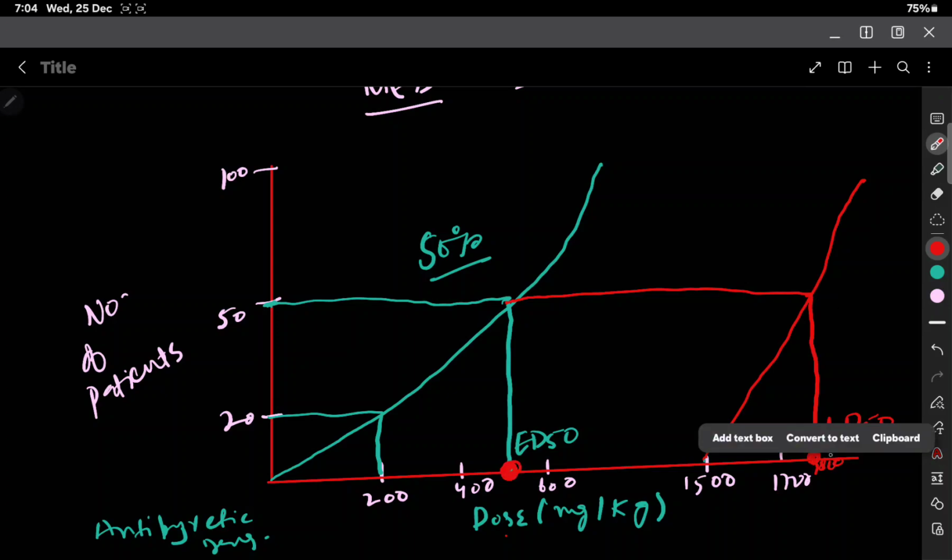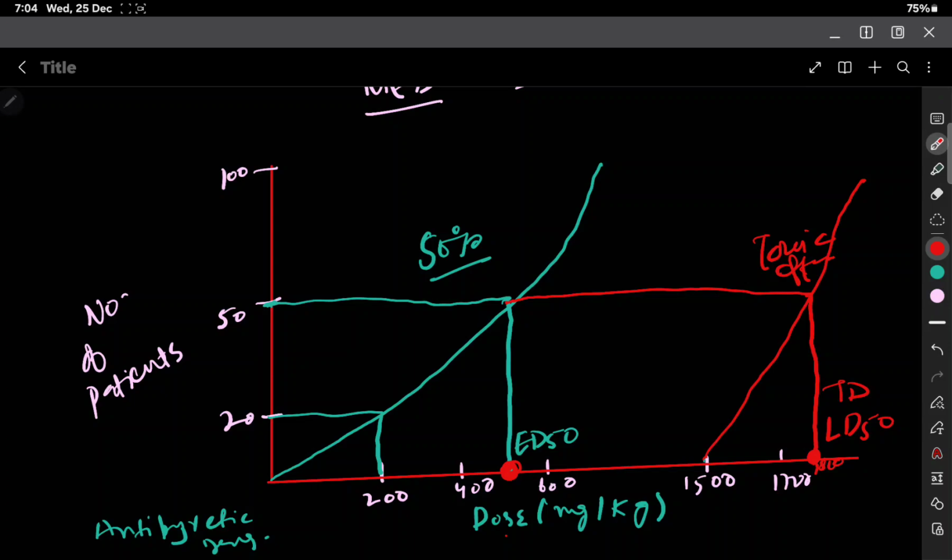So here, how many patients at the dose of 1800? 50% of the patients have shown the toxic effect. So this dose here, this 1800, will be the lethal dose, or the toxic dose. And here this 500 mg will be the effective dose. So 500 mg for any, for example, any antipyretic drug, here the 500 mg is the effective dose and the 1800 mg is the toxic dose.